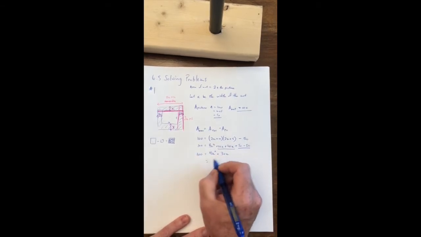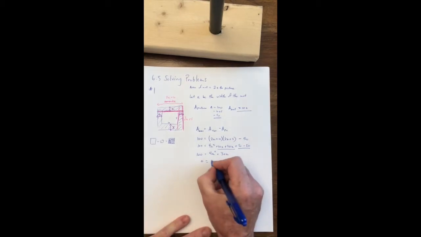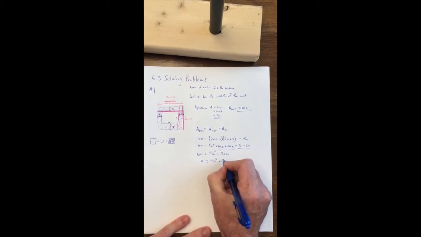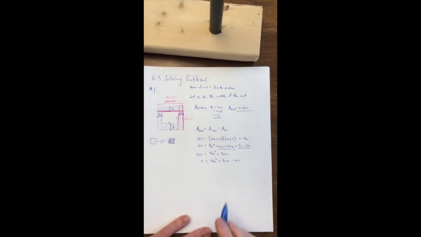I'm going to move this 100 to the other side. If I do that, I'm left with a 0 here. And we get 4x squared plus 30x minus 100. So in grade 9 or grade 8, you may have been taught when you take this plus 100 to the other side, it becomes a minus 100.